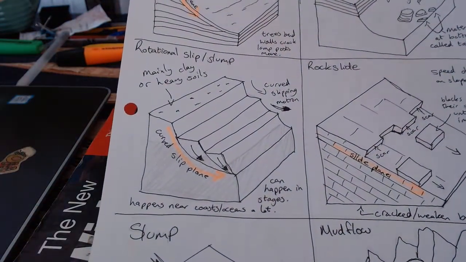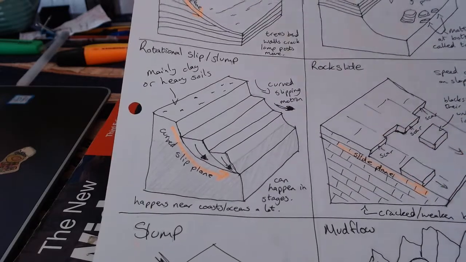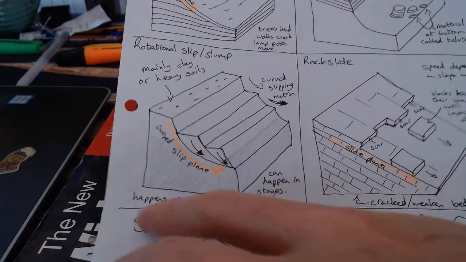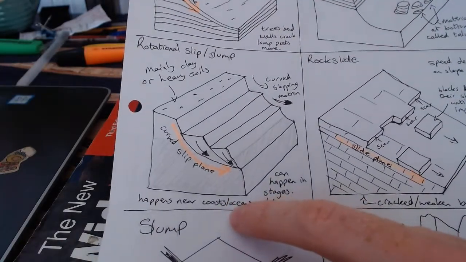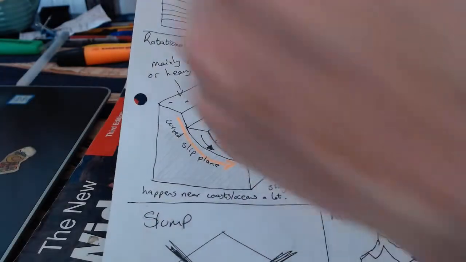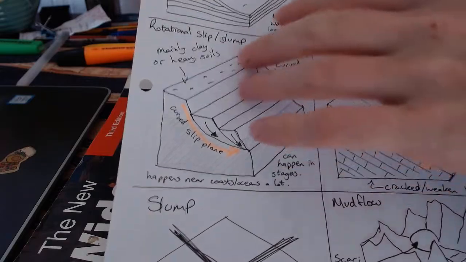We've got this slipping or slumping motion. Think of slumping down in your chair, the way you kind of curve down into the chair. It happens near coasts or oceans quite a bit and can happen in stages. So you can have the first bit slump, then the bit behind it slump, and so on. So you're left with this almost terraced landscape.